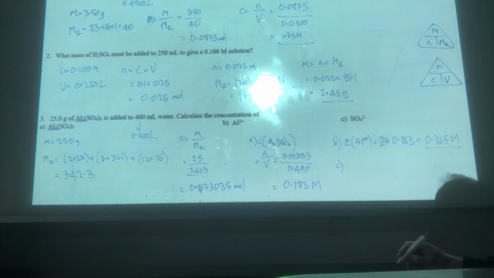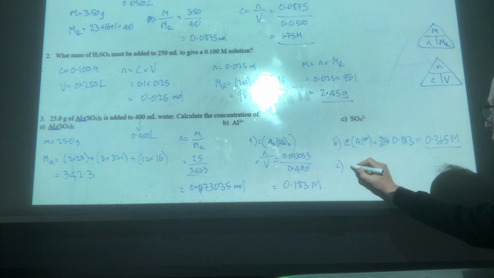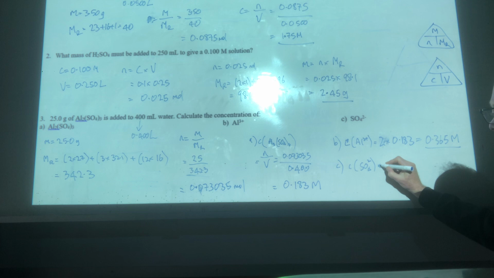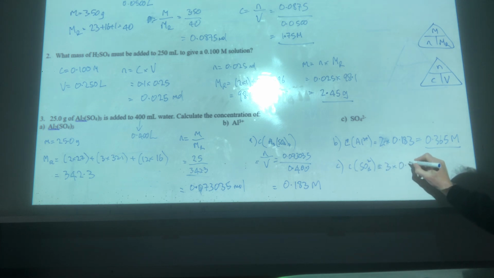C, which is the concentration of sulfate ions, very similar, except that we've got 3 sulfates for every aluminium sulfate, so we'll multiply the concentration of aluminium sulfate by 3. And when we do so, that's what we'll get.